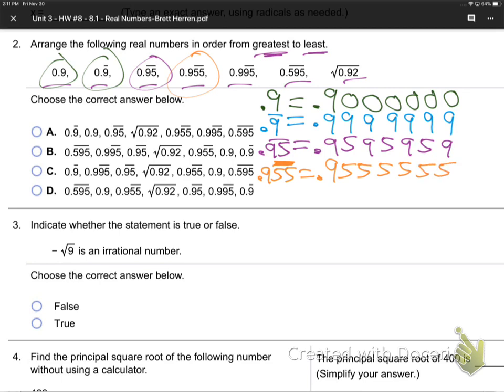Like that forever. Okay. Next one. This one is 0.9 bar, and the bar's on the 95, so it's 0.9, and then 95, 95, 95. Oh, I got 2 more of these to go.